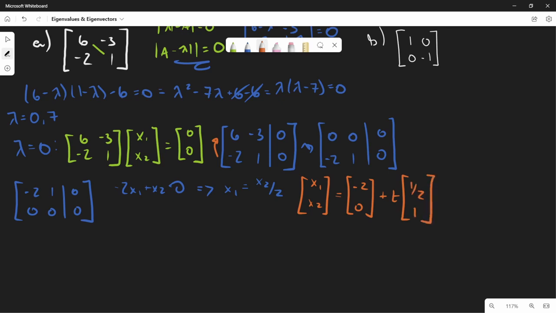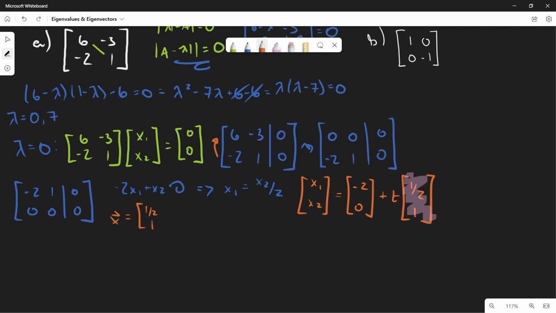And so your eigenvector will be the kernel of the solution, which in this case will be this portion here. And so our first eigenvector will be 1/2, 1.